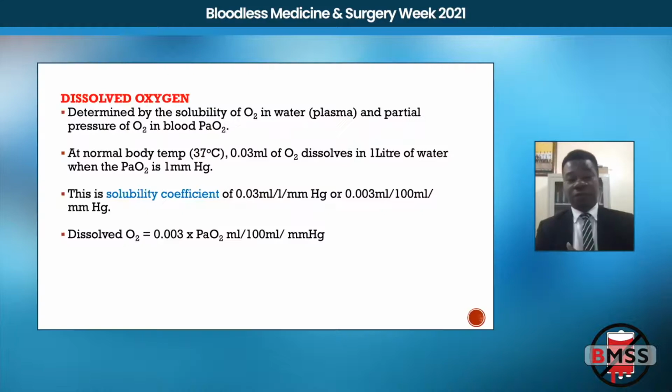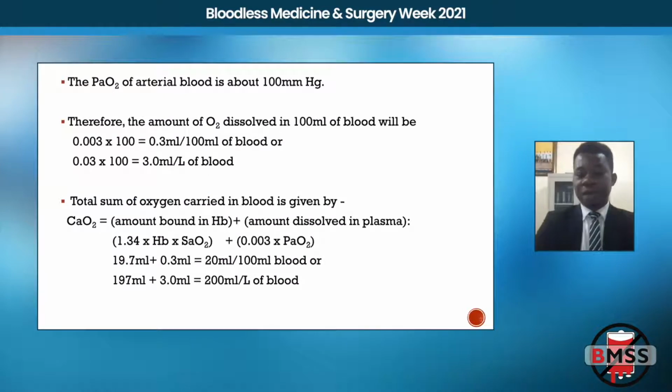Now, let's talk about the oxygen dissolved in the plasma. This is determined by the solubility of oxygen in plasma and the partial pressure of oxygen, the oxygen tension. At normal body temperature, the amount of oxygen that dissolves in 1 liter of plasma per 1 millimeter of mercury of partial pressure is referred to as the solubility coefficient, which is 0.03 ml per liter per millimeter of mercury, or 0.003 ml per 100 ml per millimeter of mercury. So if we do the calculation, that will now help us.